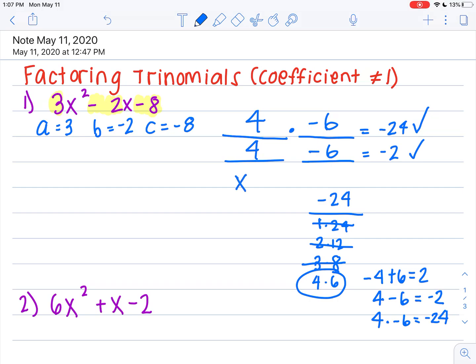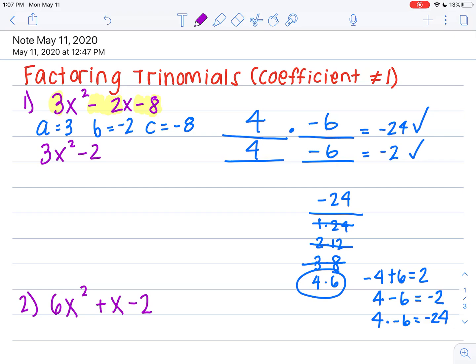So here's the difference. Usually you'd write it like this: x plus 4, x minus 6, right? And you're like, cool, done, next problem. This time, though, that's not the answer, because look what happens if you do x times x. That's x squared, not 3x squared. So we have to do something different. We're still going to use those numbers, but pay attention to these next steps.